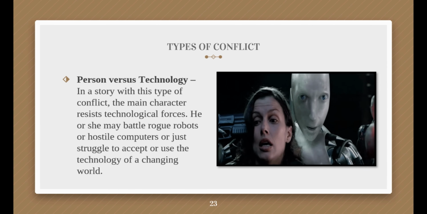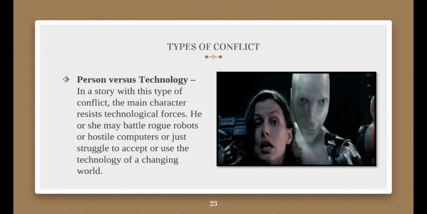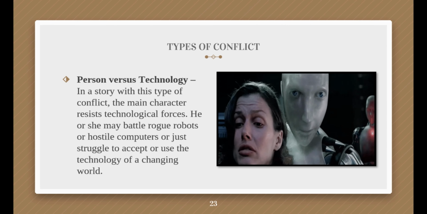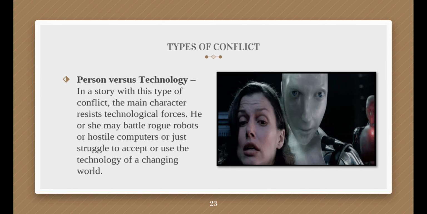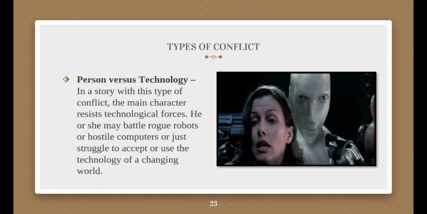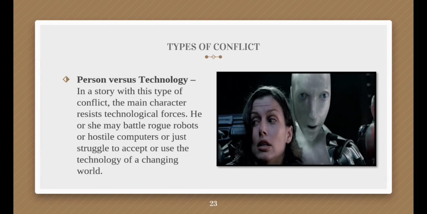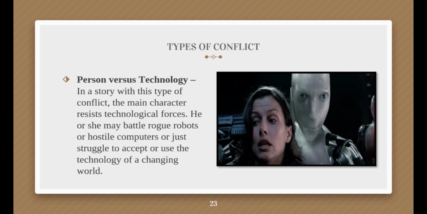The last type is person versus technology. In a story with this type of conflict, the main character resists technological forces. He or she may battle rogue robots or hostile computers, or just struggle to accept or use the technology of a changing world. In the film I, Robot, Detective Spooner had to investigate the murder made by a robot.